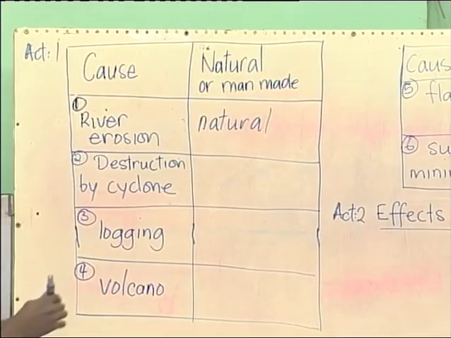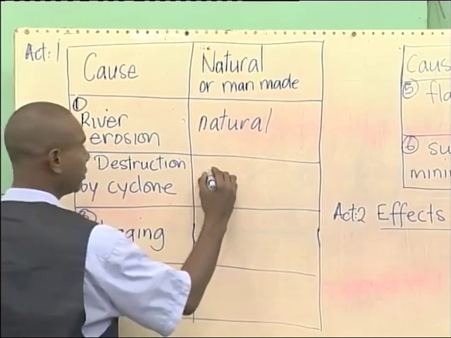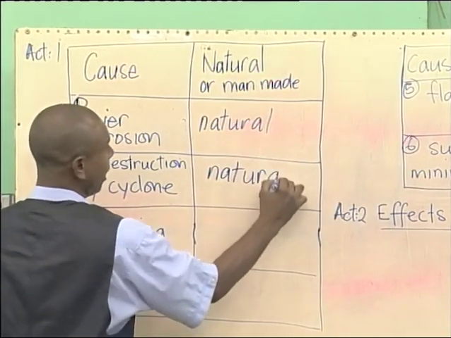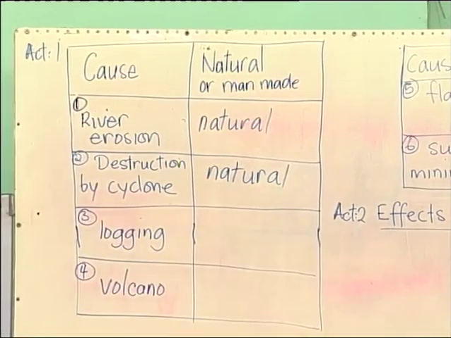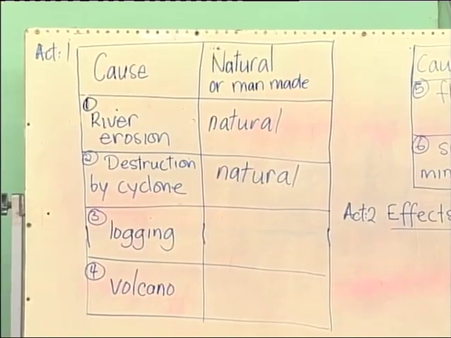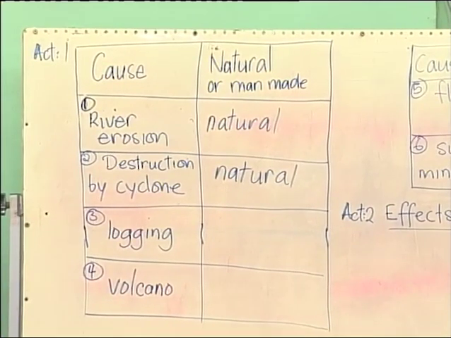Number 2, destruction by cyclone. Cyclone is natural. It is not caused by man. In some places it happens frequently. In other places it may happen once or rarely. All right, next person. Thank you.